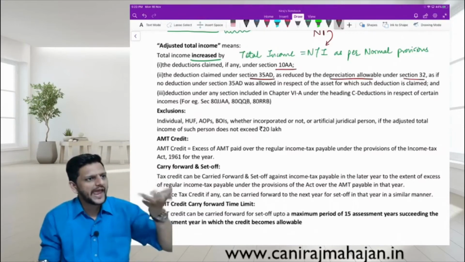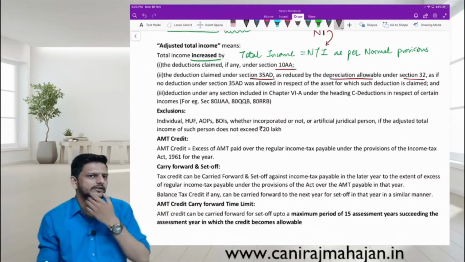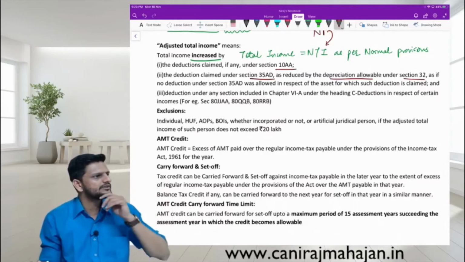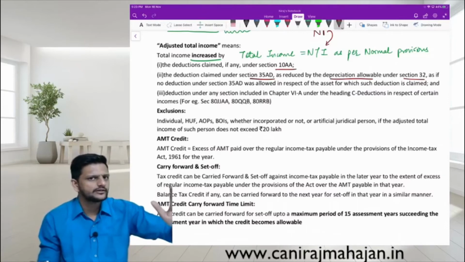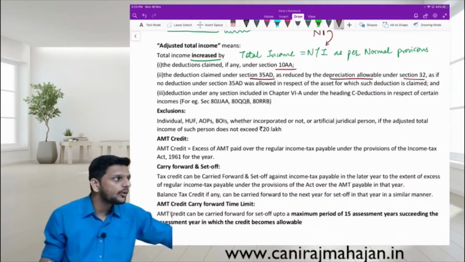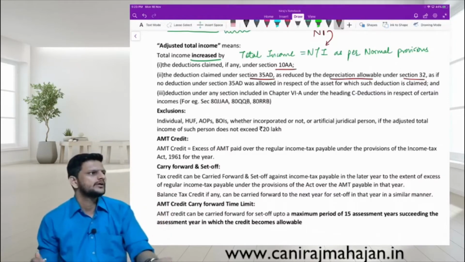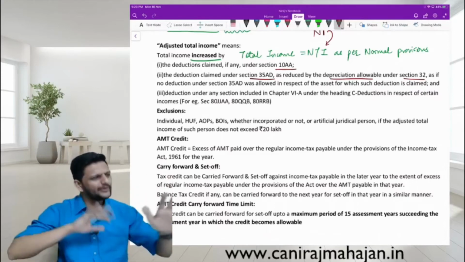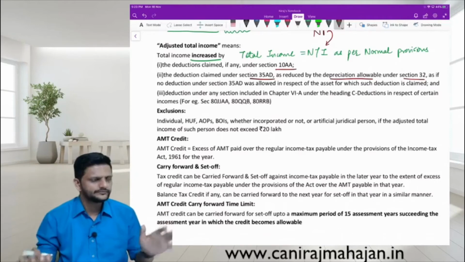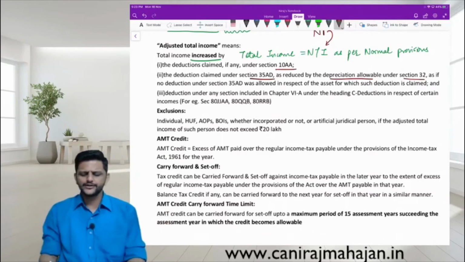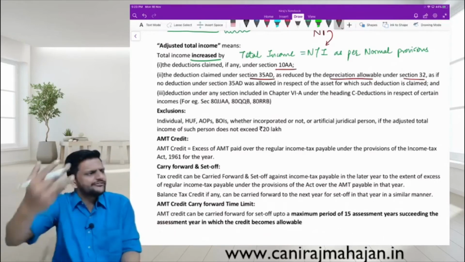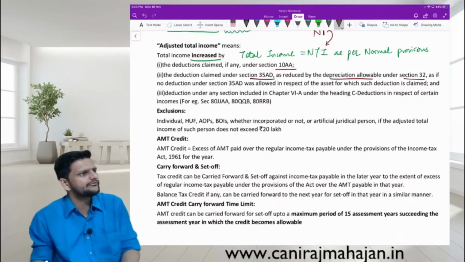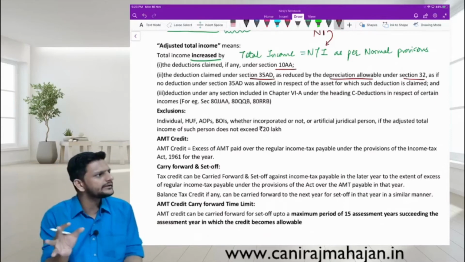There is something off here. 35AD includes capital expenditure. Assume you have taken plant and machinery. 35AD takes 100%, so we don't allow depreciation. So we are adding back 35AD and allowing depreciation. We will do questions, don't worry about it. Okay? As reduced by depreciation allowable under section 32, as if no 35AD was claimed for that asset. Are you following a little bit?